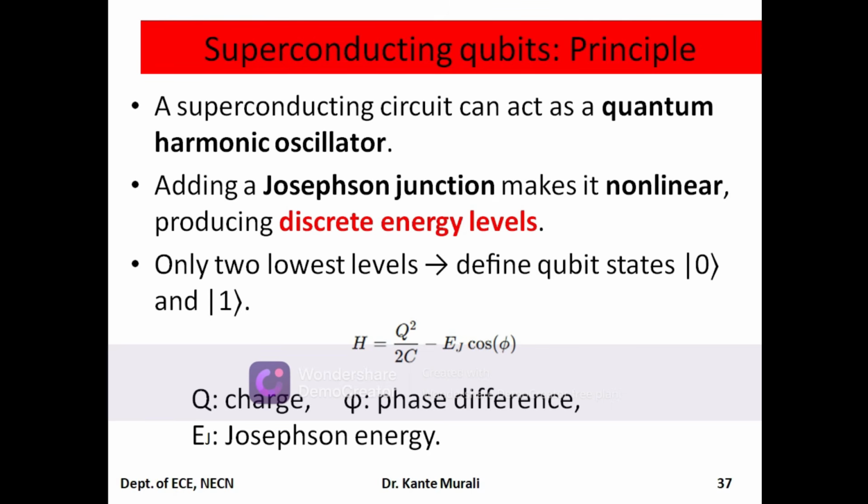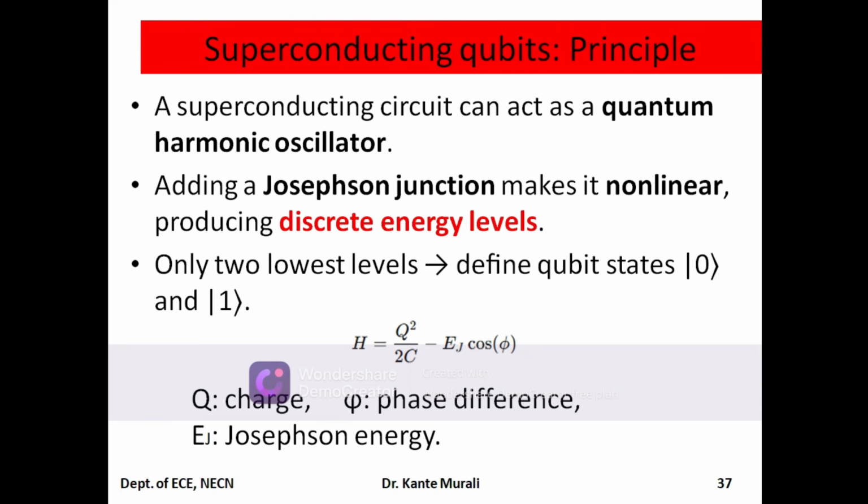We can control them. The behavior of the current direction can be controlled using microwave pulses, just like radio frequencies controlling an antenna. Let us understand the physics behind this superconducting qubit. It behaves like a quantum harmonic oscillator that can have many energy levels. Now we add the Josephson junction. Then the potential becomes non-linear, which allows us to isolate just two levels, that is, the ground state and the first excited state. One belongs to the 0 state, another belongs to the 1 state.